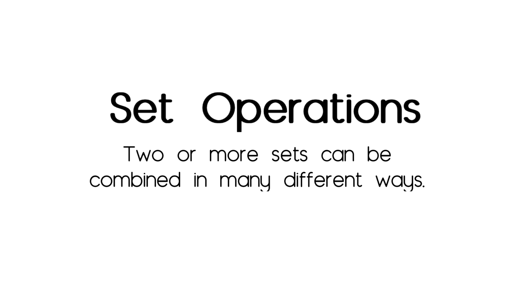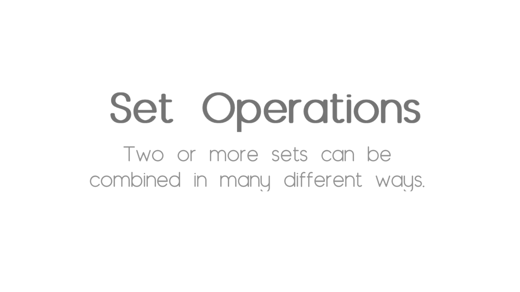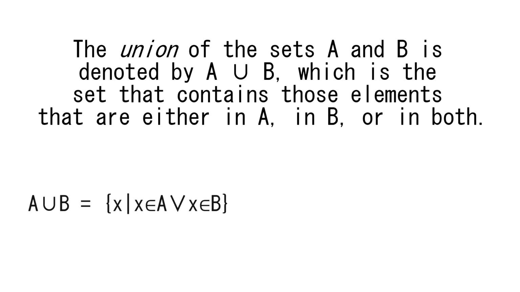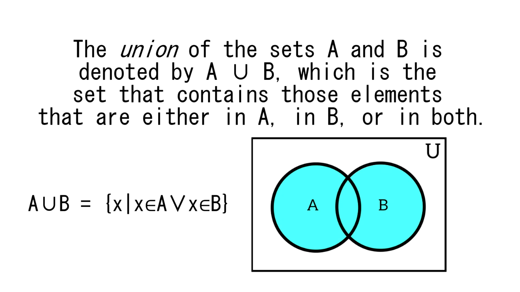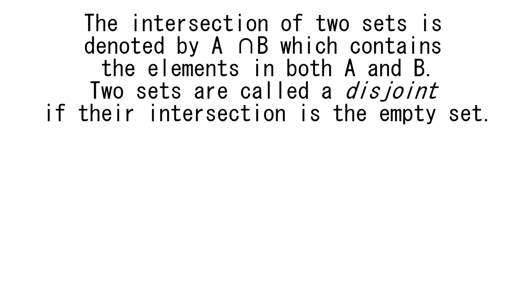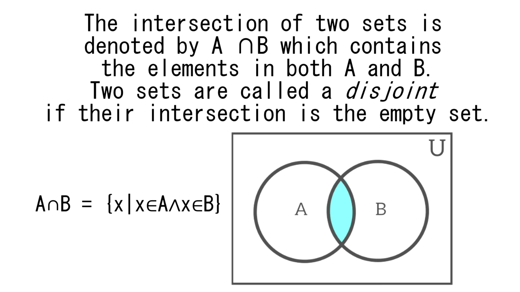Under set operations, two or more sets can be combined in many different ways. The union of the sets A and B is denoted by A union B, which is the set that contains those elements that are either in A, in B, or in both. A union B is the shaded region. The intersection of two sets is denoted by A intersection B, which contains the elements in both A and B. A intersection B is the shaded region.